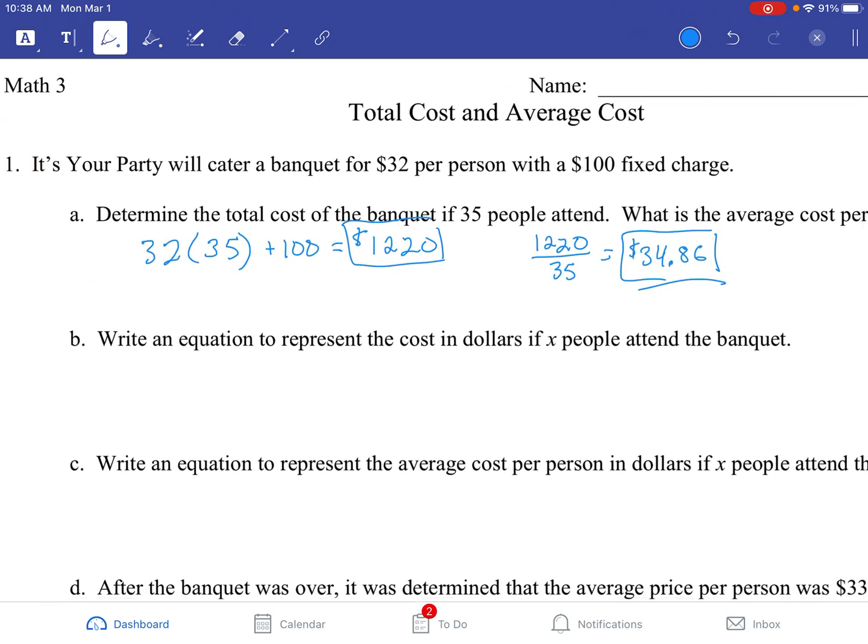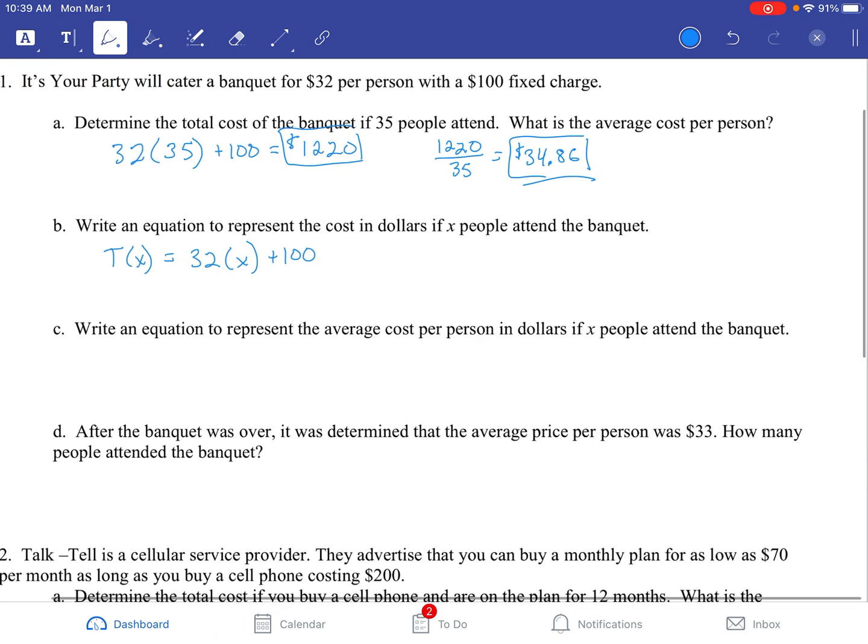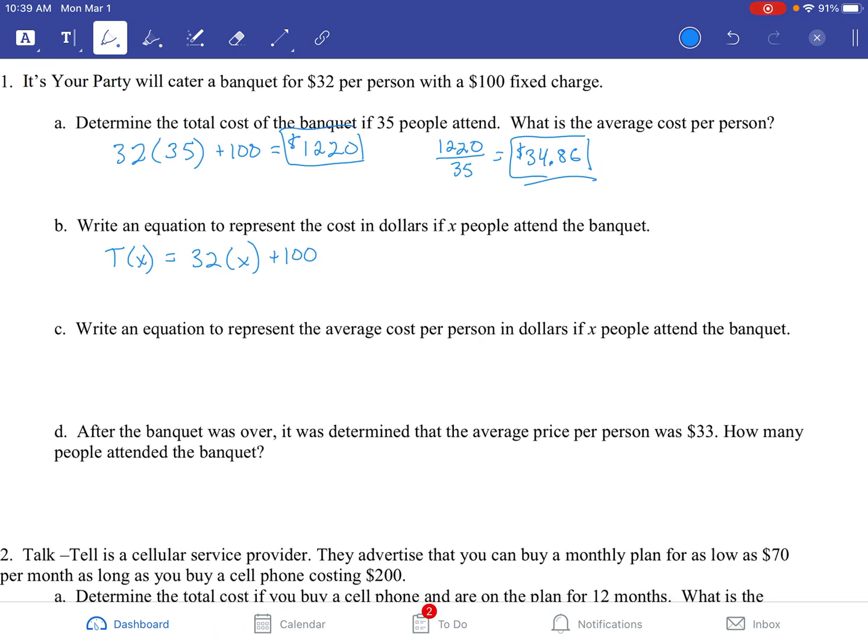So for part B, what we want to do is write an equation to represent the cost in dollars if X people attend the banquet. So what we're going to be doing is using the first part of A, but instead of 35, we don't know how many people are coming. We put an X in its place. So we have the total cost of X equals 32, the cost per person, times X number of people, plus the $100 for the fixed charge. And there's your equation.